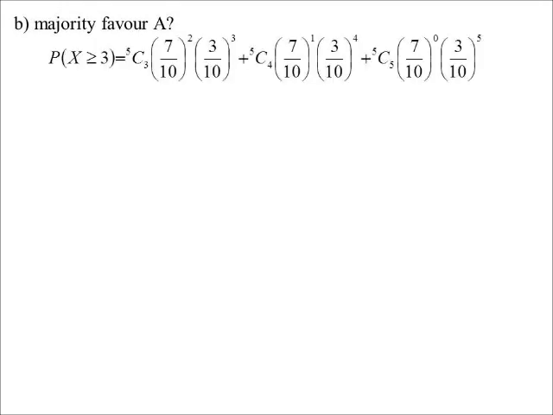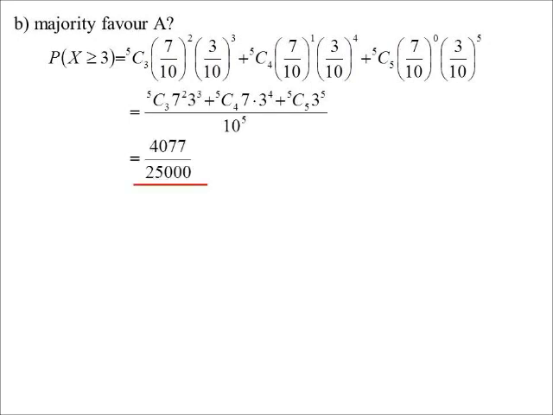And we still get these sort of traditional questions you might remember from probability where they go, oh, majority. Well, majority would be 3 people, 4 people, or 5 people. So we just work out each of those individually, add them all together. Again, unsimplified is that lovely expression. If we work it out, there it is, 4,077 on 25,000.